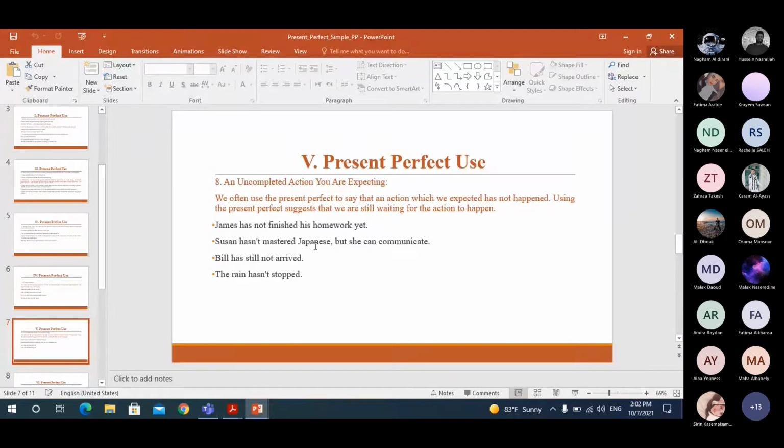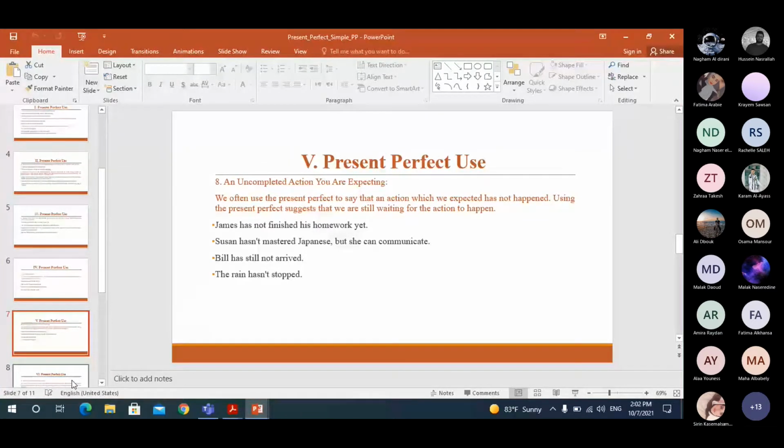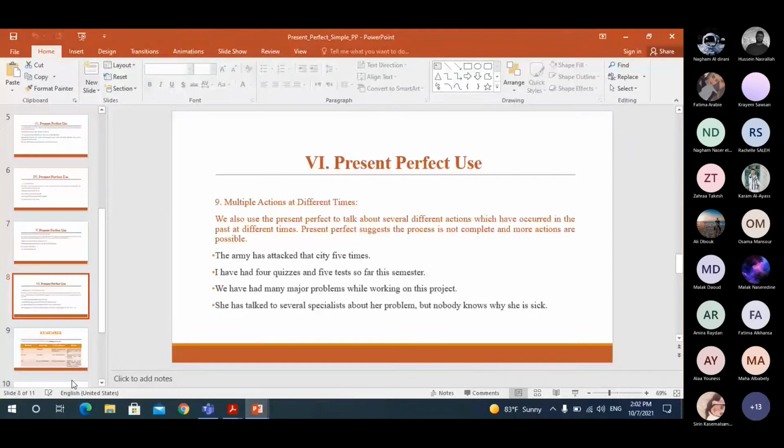Most of the time we include yet. We have other clues, like so far, which means till now. As we said, we have an action that started in the past till the present, or an action that hasn't been done till now. For example, we say this is the most difficult test that I have taken so far. When we have these clues, they indicate that we have to use the present perfect. Okay.